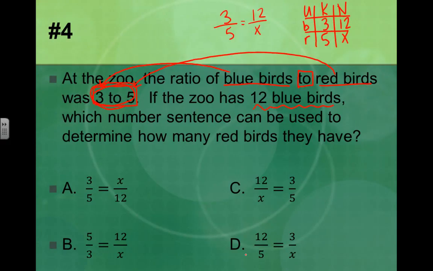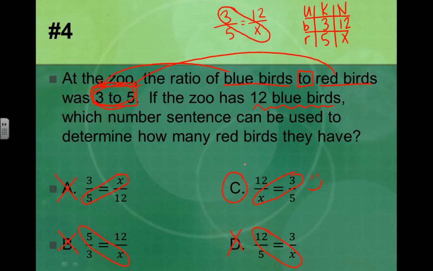So this is a perfect example of where I want you to circle your diagonal with your variable. I am looking for the answer choice that has x and 3 diagonal. Answer choice A has x and 5 diagonal. That's not a match. Answer choice B has x and 5 diagonal. That's not a match. X and 3 on answer choice C is a match, so I feel pretty good about C. But I'm going to look at D, and D has 12 and x diagonal, and that is not a match. So C would be our best answer choice.